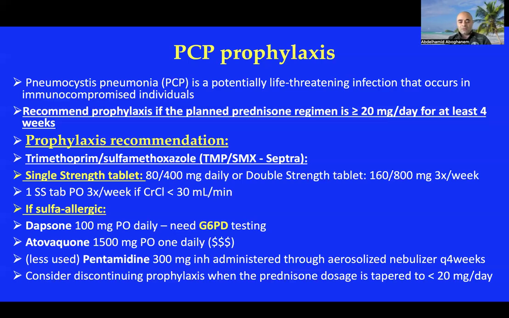If allergic to sulfa, what will you do? You have other choices like Dapsone, Atovaquone, and pentamidine. Usually pentamidine 300 milligram inhaler, just once monthly, just a nebulizer, every 4 weeks. You should give salbutamol in a nebulizer also, around 30 minutes before the pentamidine dose. If you have this inhaler or nebulizer, it will be good for your patient.